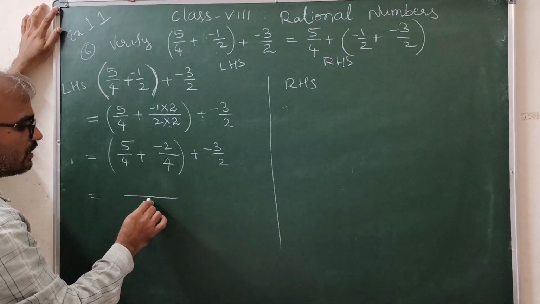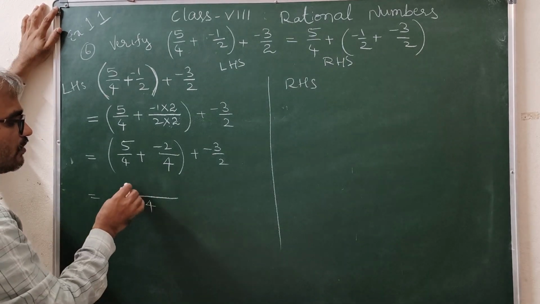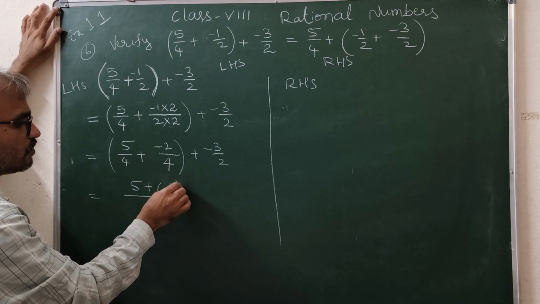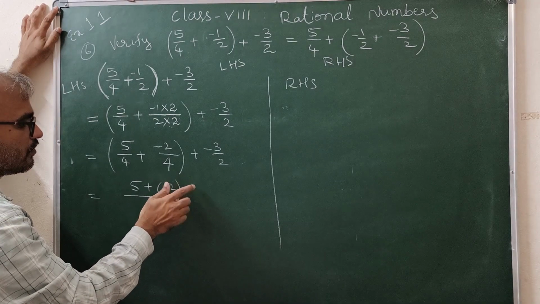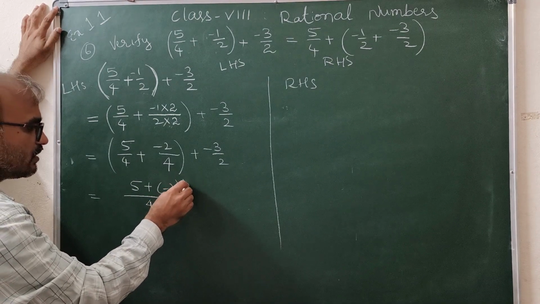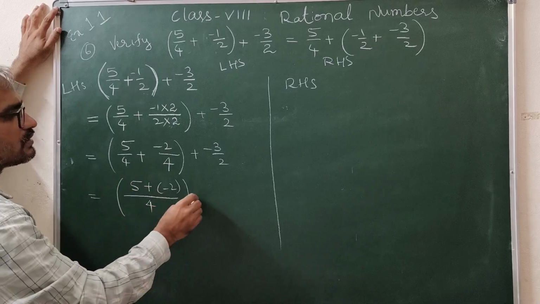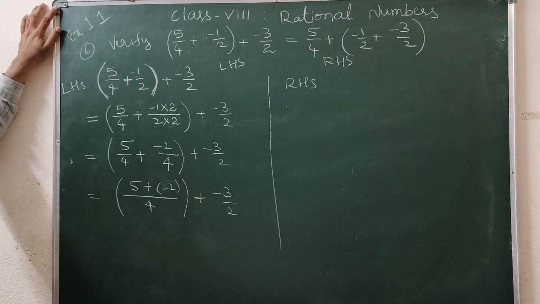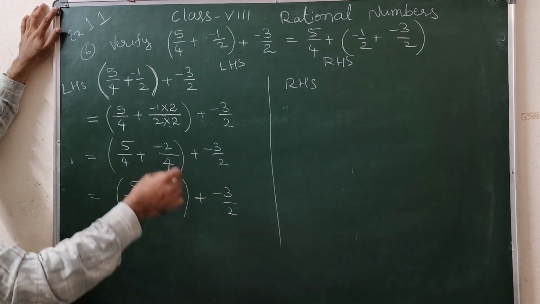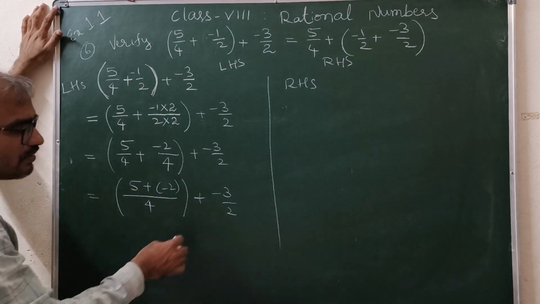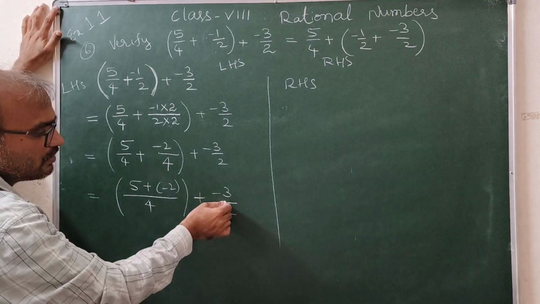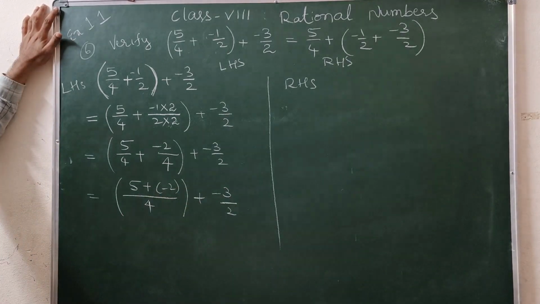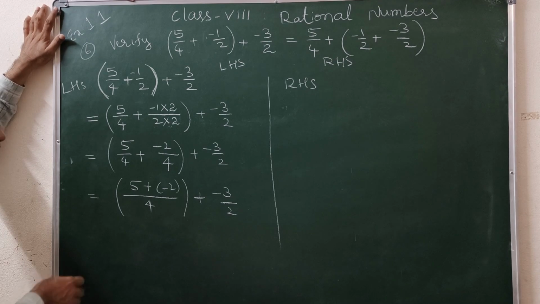So now you can add the numerators. Numerators are plus 5, minus 2. Right? Write this also in brackets, plus minus 3 by 2. Actually this should be in brackets. If you write more brackets, it will become confusing again. So he did not write more brackets there.